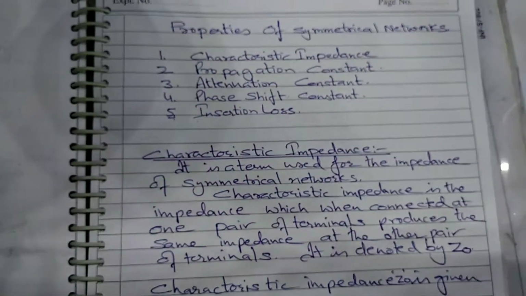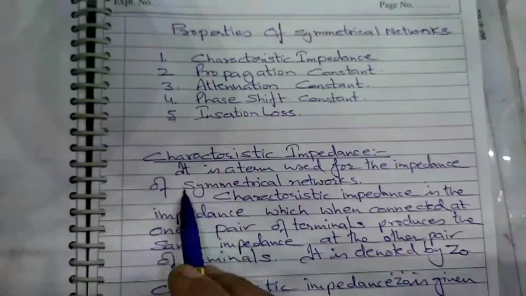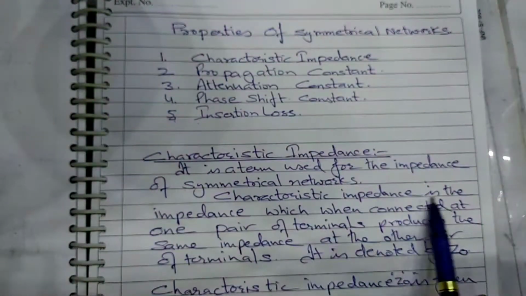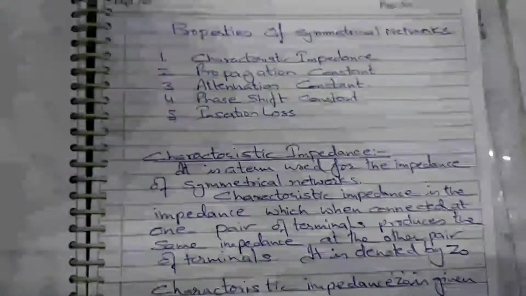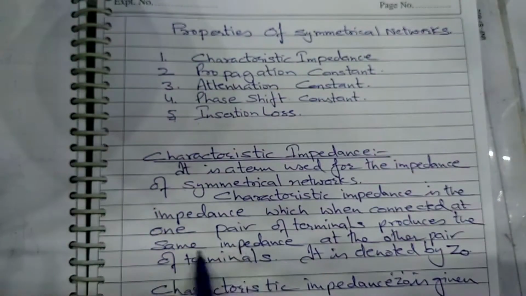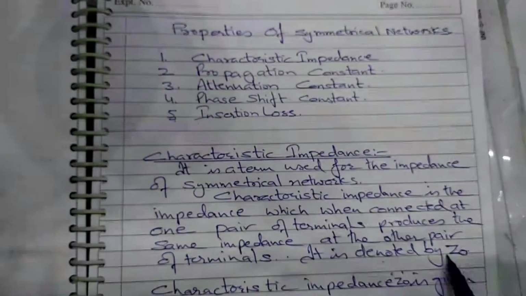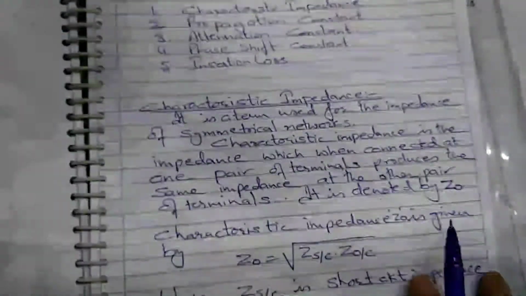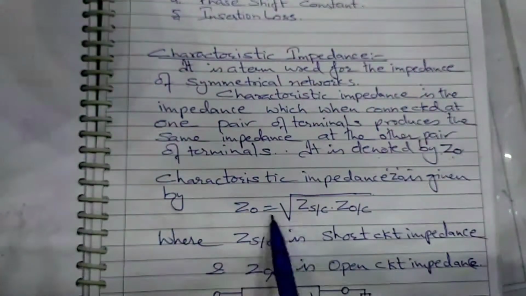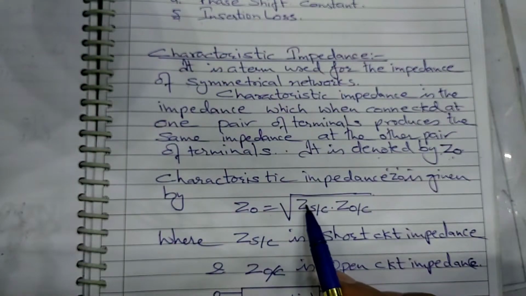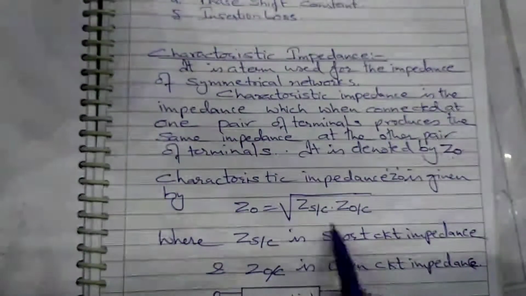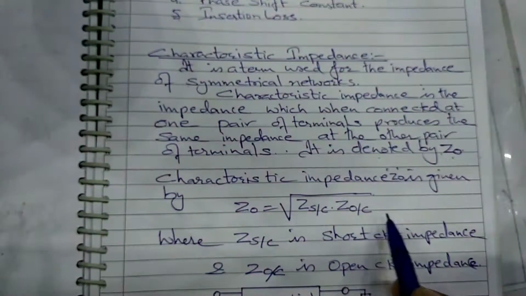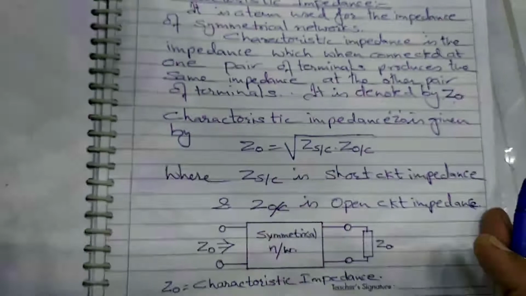Characteristic impedance. It is a term used for impedance of symmetrical networks. Characteristic impedance is the impedance which, when connected at one pair of terminals, produces the same impedance at the other pair of terminals. It is denoted by Z0. The characteristic impedance Z0 is given by Z0 equal to under root of ZSC times ZOC, where ZSC is short circuit impedance and ZOC is the open circuit impedance of the network.